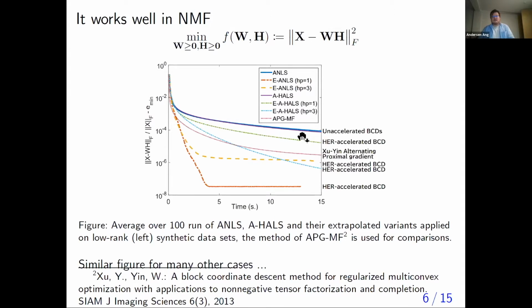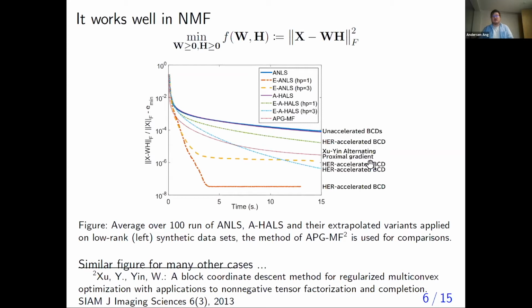For example, these 2 curves are the unextrapolated methods. One is using ANLS, which is active set. Another is called HALS, which is using a block coordinate descent algorithm. The unaccelerated method converges like this, slowly. And all the curves here have extrapolation, that is, heuristic extrapolation. And typically this line is an algorithm with a theoretical convergence guarantee.